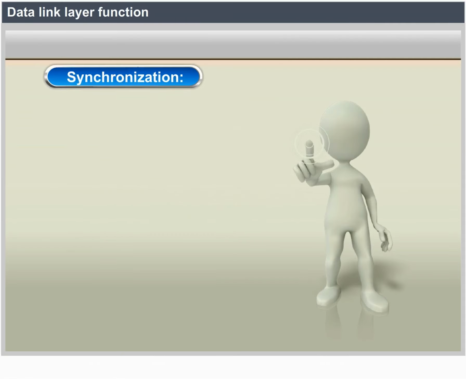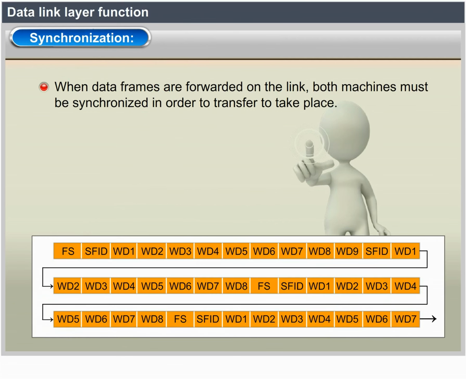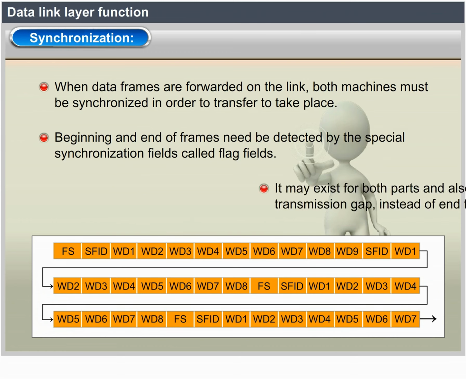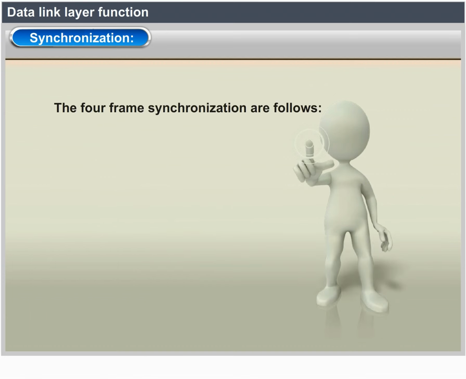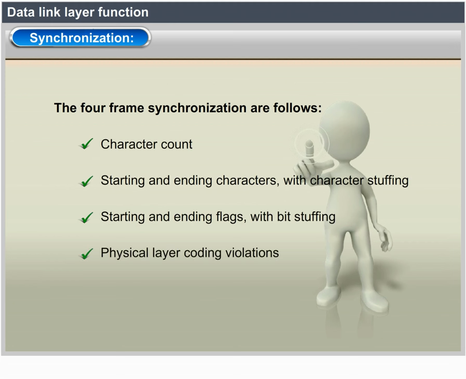Synchronization. When data frames are sent on the link, both machines must be synchronized in order for the transfer to take place. Beginning and end of the frames need to be detected by the special synchronization fields called flag fields. It may exist for both parts, and may also use an interframe transmission gap instead of an end flag. The four frame synchronization methods are as follows: character count, starting and ending characters with character stuffing, starting and ending flags with bit stuffing, and physical layer coding violations.